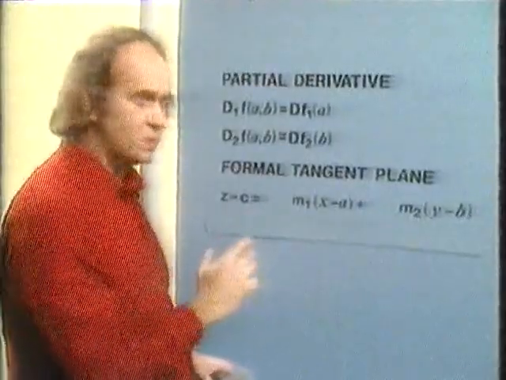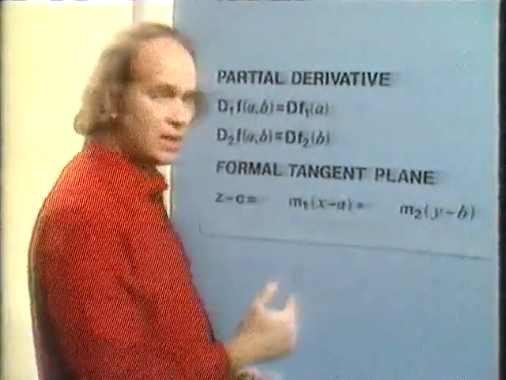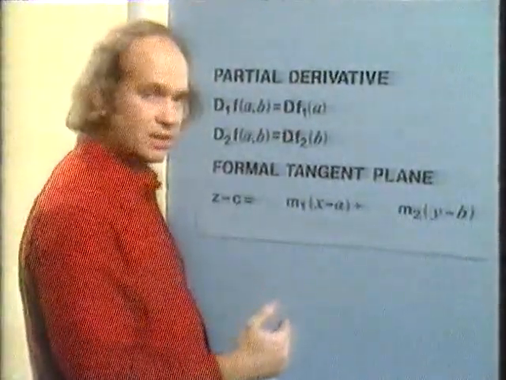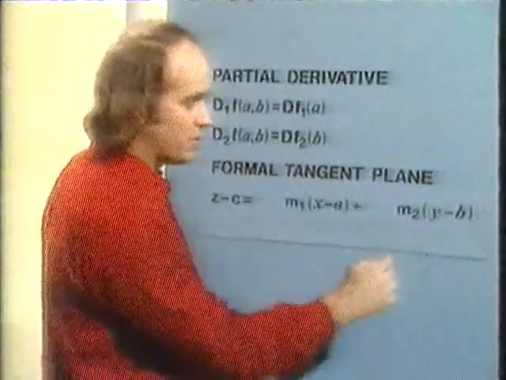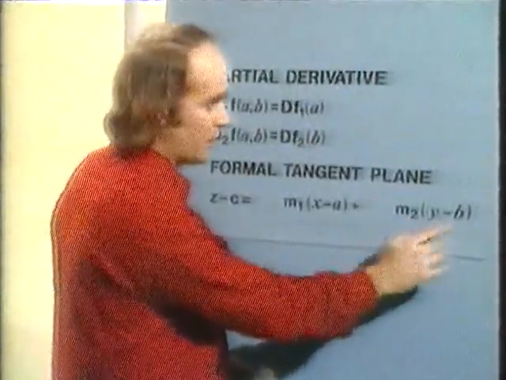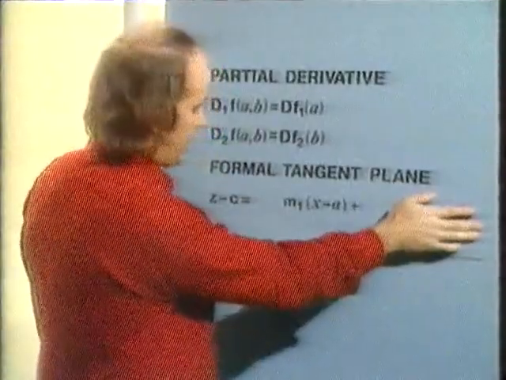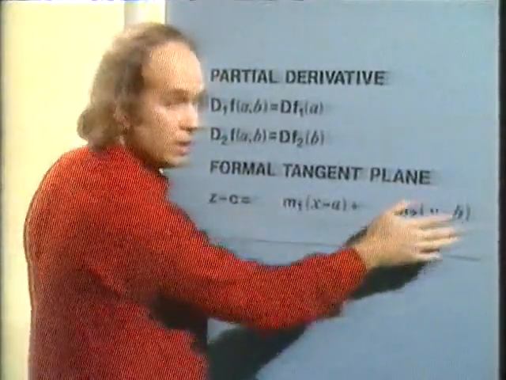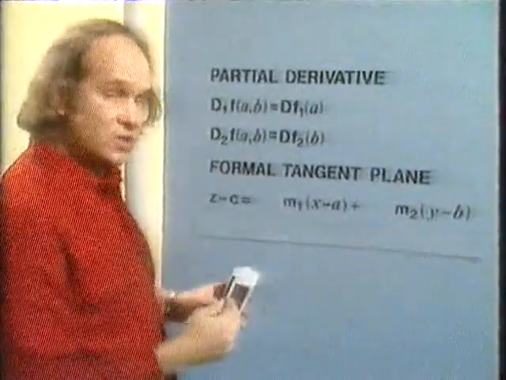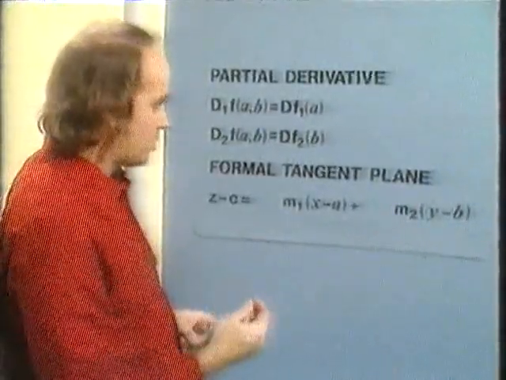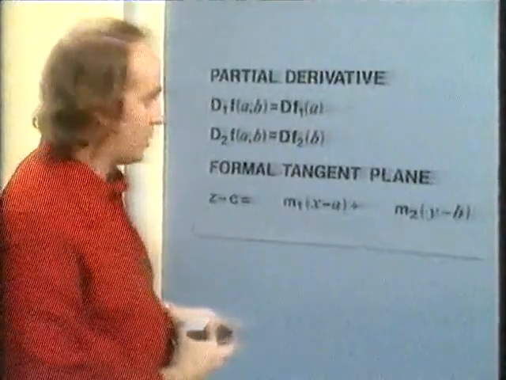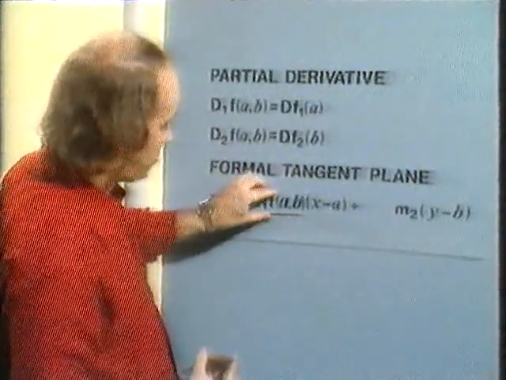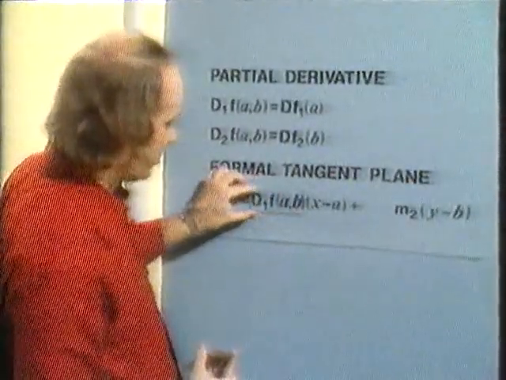Now, to get our formal tangent plane, we took a slice parallel to the x-axis through the point (a, b). And on this, y equals b. So that disappears, and we're left with the equation of a line with slope m1. But this is the first line that defines the formal tangent plane, and we know that its slope is given by the first partial derivative of the function at the point (a, b).